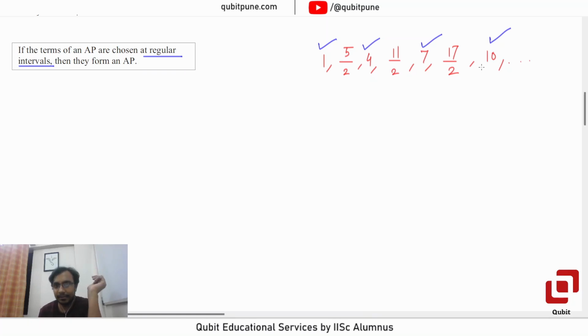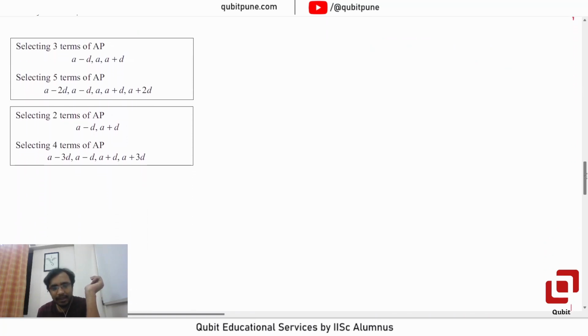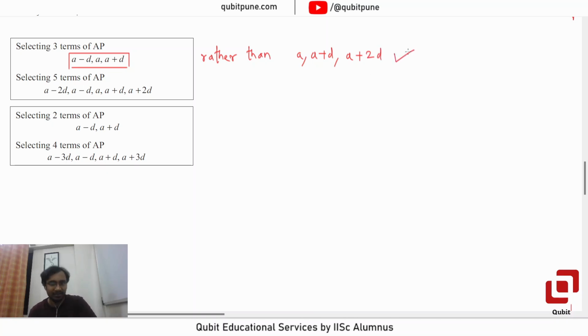Yes, sir. Okay. Now these are also some standard situations. Suppose three terms of an AP are to be found out. It's better to choose them as A minus D, A, A plus D, rather than A, A plus D, A plus 2D. See, this is perfect. This is a correct choice.